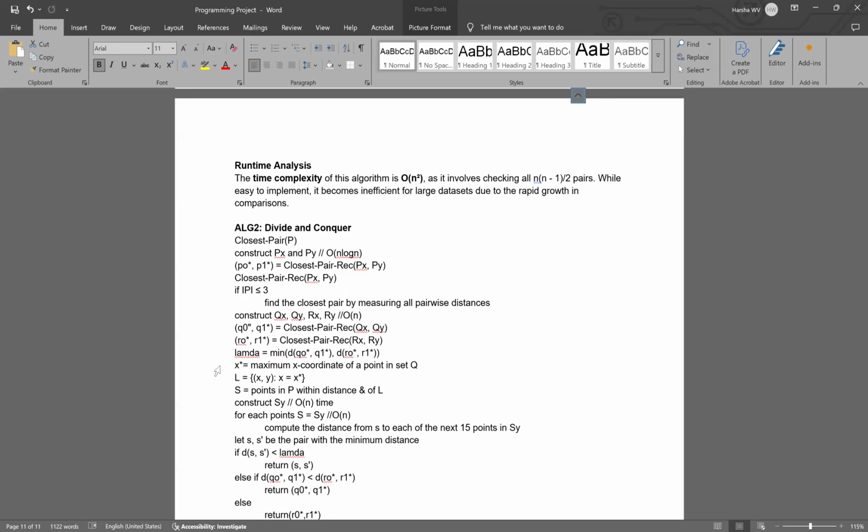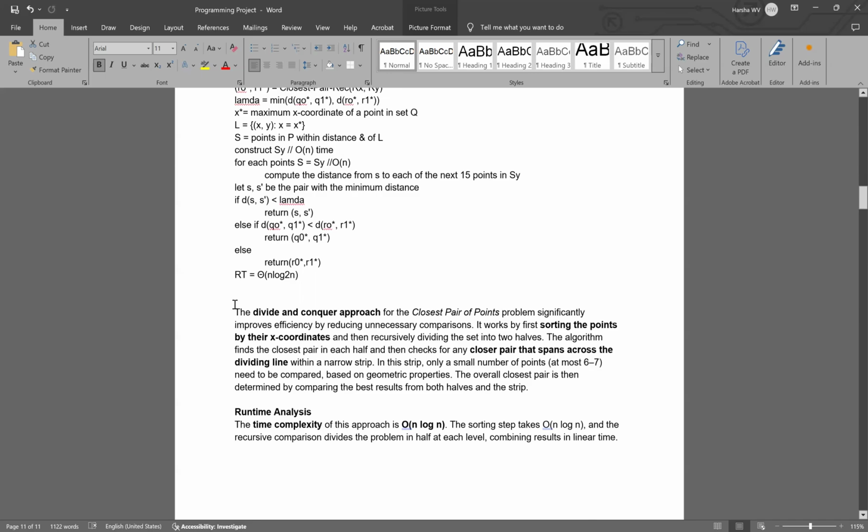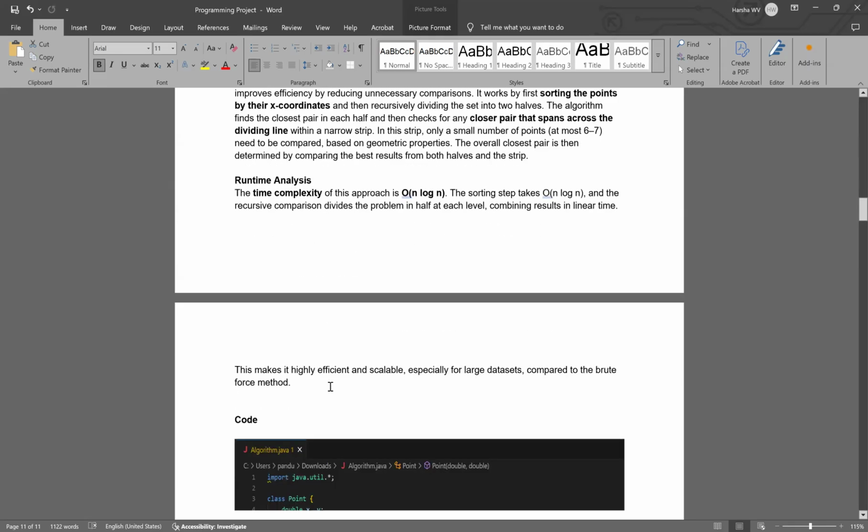So that's what we are doing over here. And the divide and conquer approach is like dividing the main problem into subproblems, and by solving the base problem of the subproblem, we recursively solve the complete solution. And the runtime analysis that we are going to get here is order of n log n, which is comparatively low when compared with order of n squared.